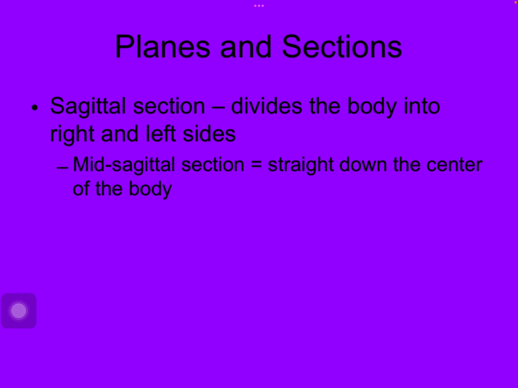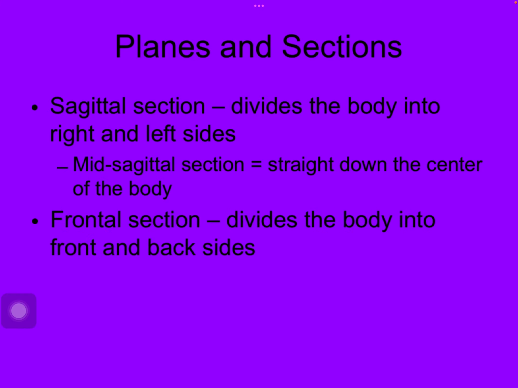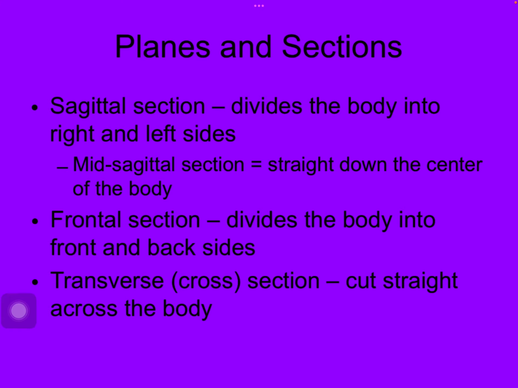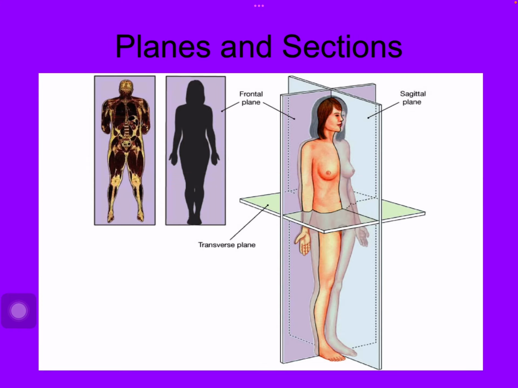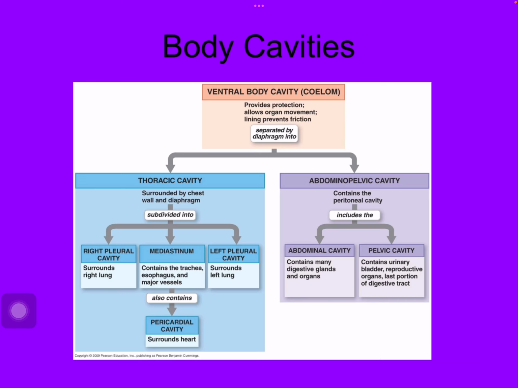What are the planes and sections? Sagittal section divides the body into right and left sides. Mid-sagittal section runs straight down the center of the body. Frontal section divides the body into front and back sides. Transverse, that is the cross section, cuts straight across the body. Here you can see the sagittal plane, frontal plane, and transverse plane, as we mentioned now.